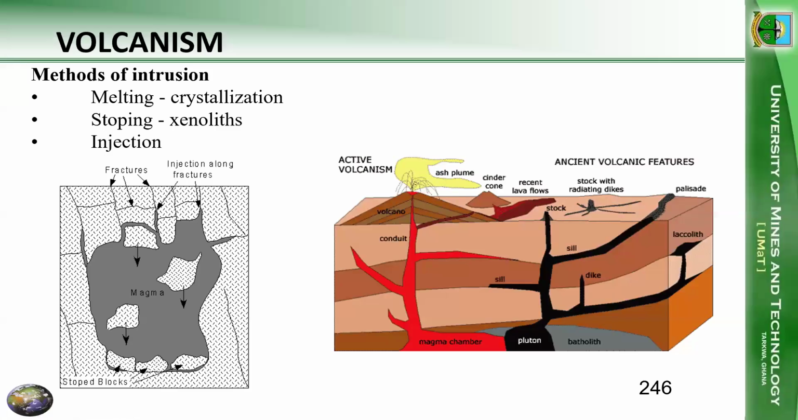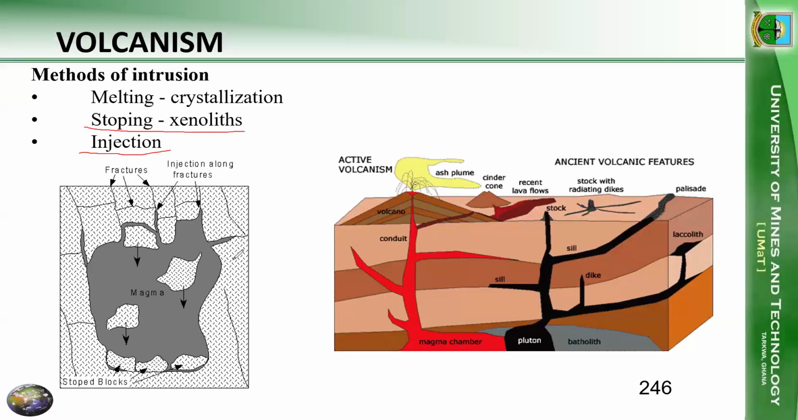Now, how does magma intrude? How does magma intrude a pre-existing rock? There are three ways. One is by melting, meaning it melts everything, so there will be crystallization. The second is stopping. So stopping means that it is fragmenting or breaking the rocks, so we could end up having xenolith. And the last one is by injection.